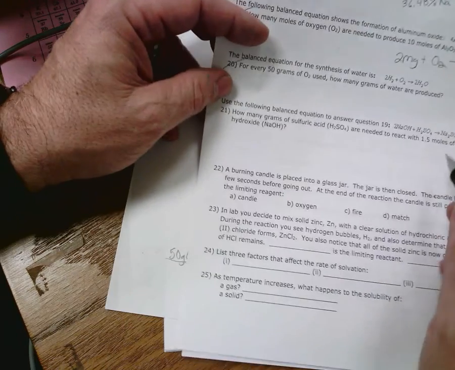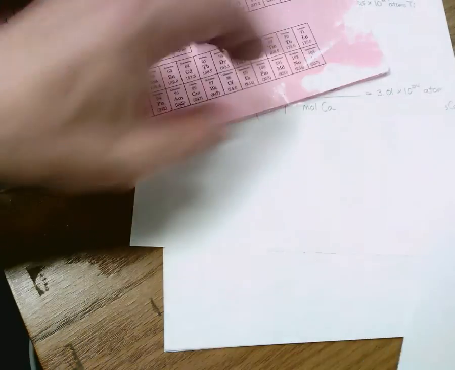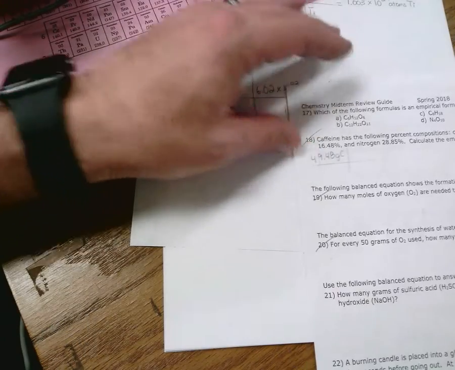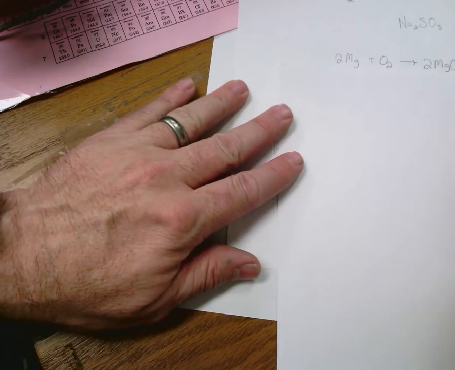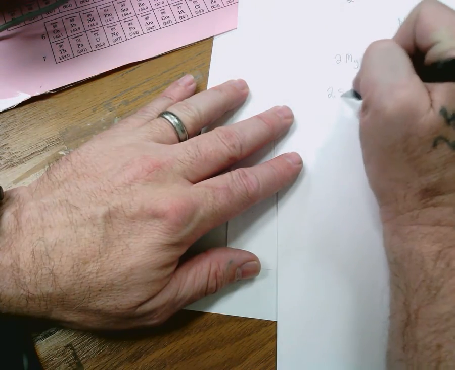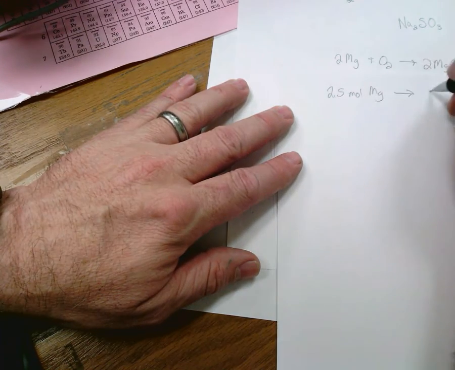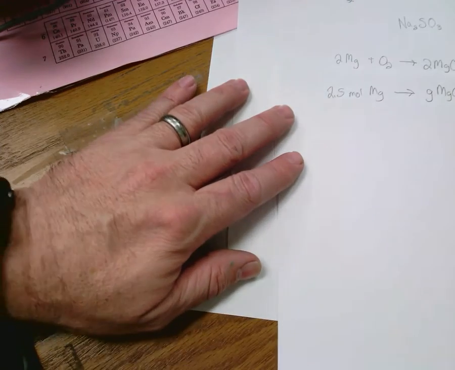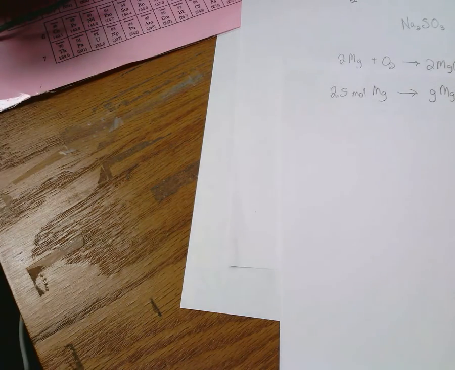And all right, moles to grams. How many boxes? Moles to grams. It's a 2-boxer, right? So we need another sheet of paper because we're going to use the same balanced equation here. All right, so we're going 2.5 moles of magnesium, and we want to know how many grams of MgO we can make. Does that seem like a reasonable request?